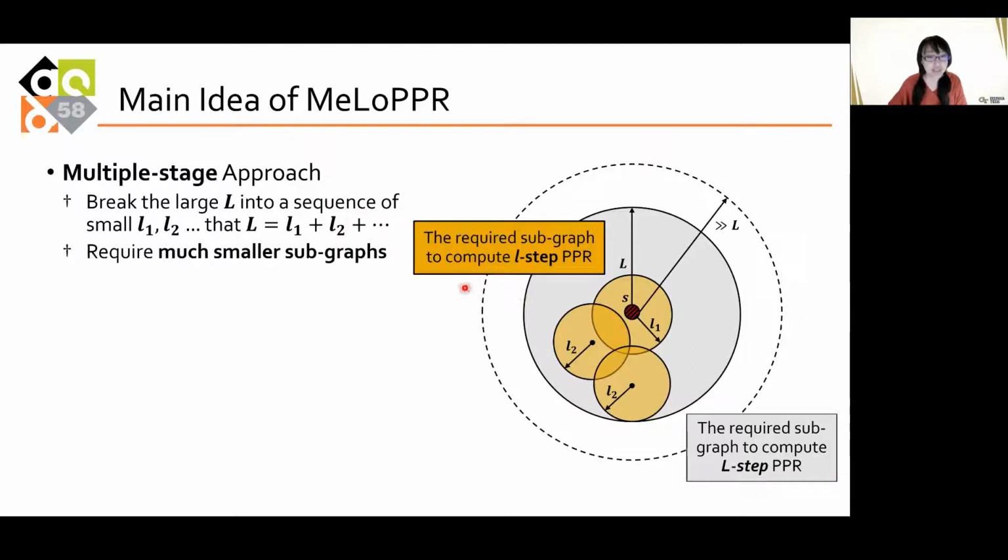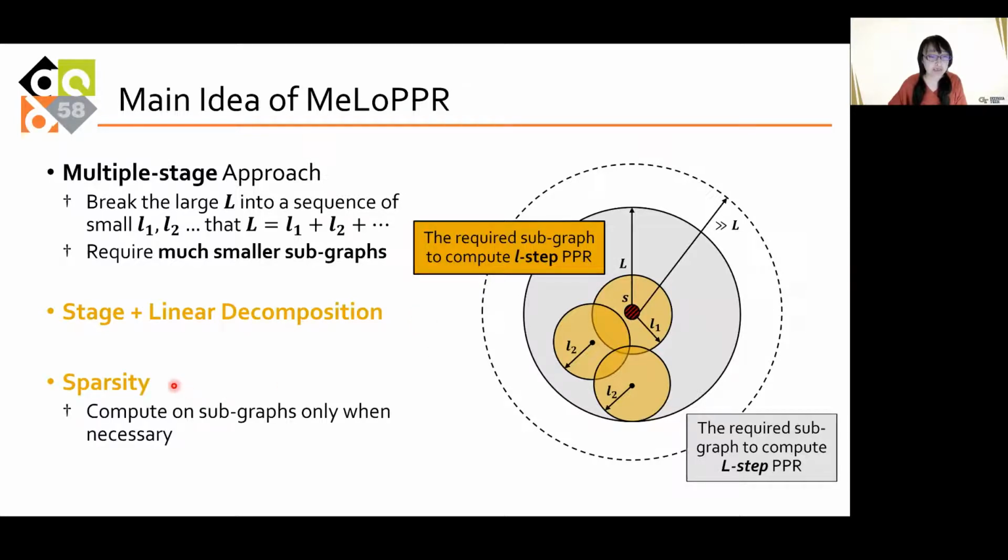We can see that in this case, after breaking, the required subgraph to compute is much smaller than the original one. We can compare this yellow subgraph with this large gray one. So the required subgraph is much smaller, which is really memory efficient. And this can be achieved through stage and linear decomposition, which will be introduced shortly. And also we can exploit the sparsity of these subgraphs, so that we compute these subgraphs only when necessary and skip most of them to achieve low latency.